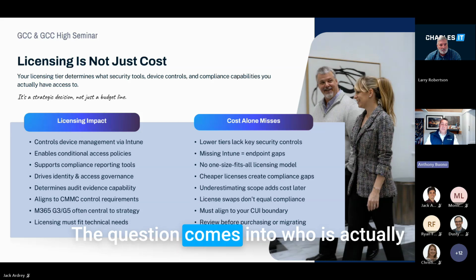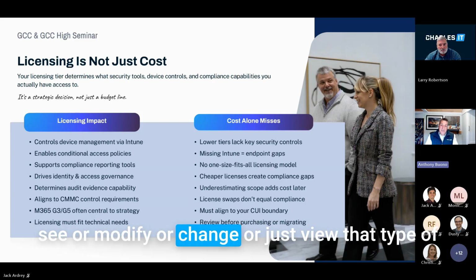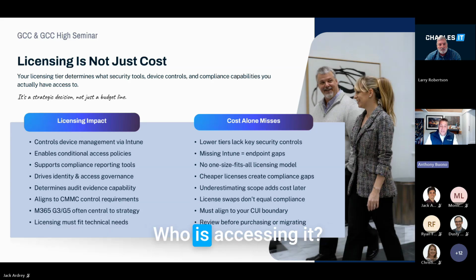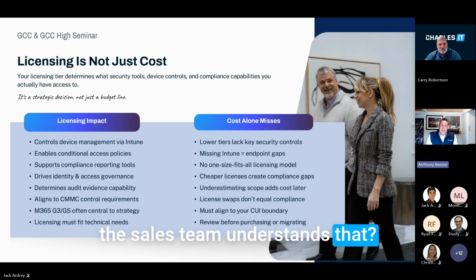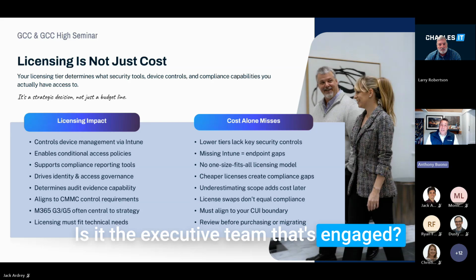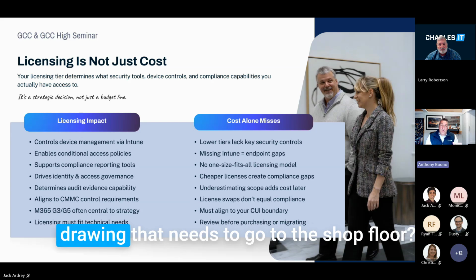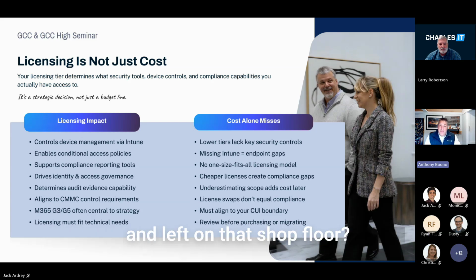The question comes into who is actually operating within the company that can see or modify or change or just view that type of information. CUI information, ITAR information, who is accessing it? Is it just coming from an ERP and the sales team understands that? Is it the executive team that's engaged? That's fair. Most of the time, that's usually the case. Then the question is, what about a drawing that needs to go to the shop floor? Is that drawing protected with a CUI marking? Is it printed on a piece of paper and left on that shop floor?